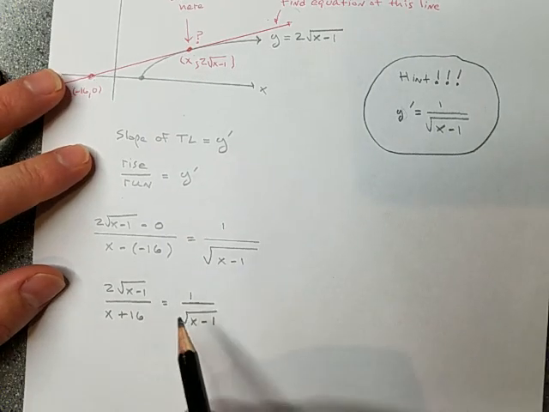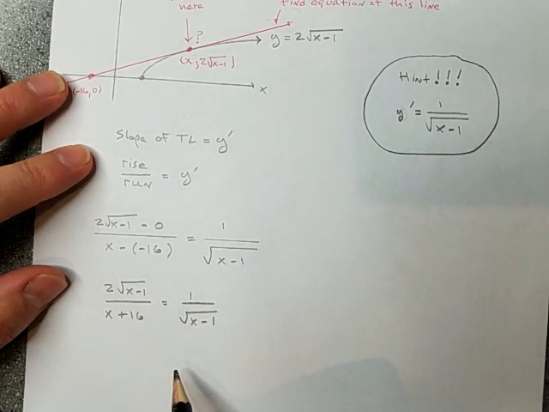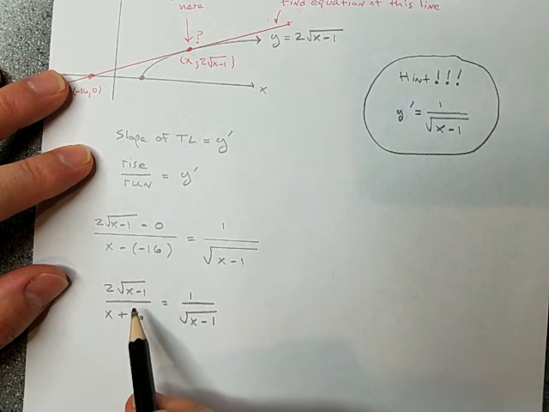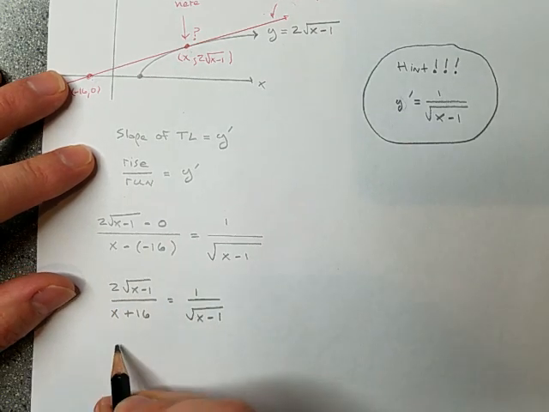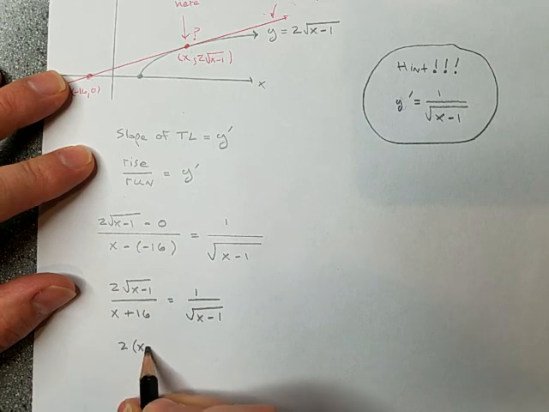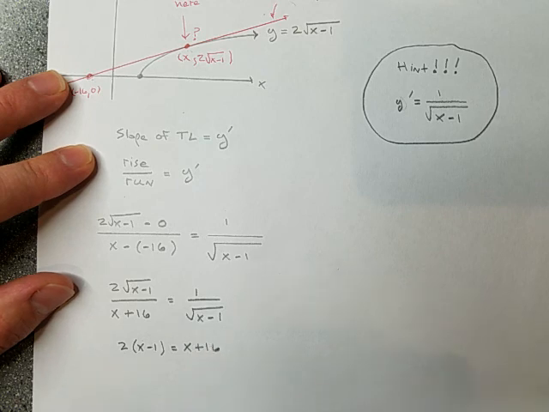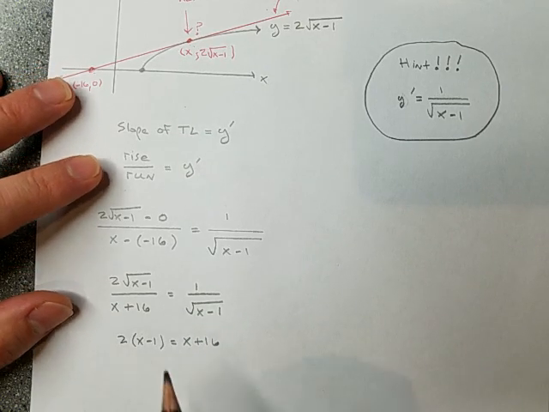Okay, and then I'll solve this by cross multiplying. When I multiply like so, I get 2 root x minus 1 times itself. So that's going to be 2 times x minus 1. And over here, I'll get x plus 16. All right. So we'll solve this.